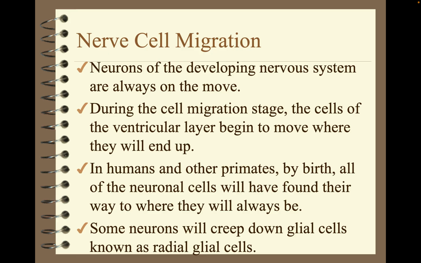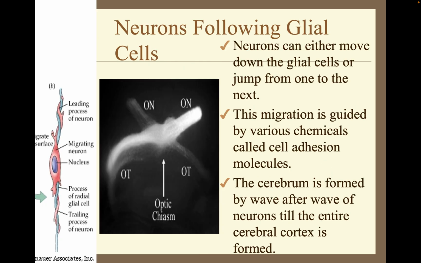Neurons of the developing nervous system are always on the move. During the cell migration stage, the cells of the ventricular layer begin to move where they will end up. In humans and other primates, by birth, all the neuronal cells will have found their way to where they will always be. Some neurons will creep down glial cells known as radial glial cells. Neurons can either move down the glial cells or jump from one to the next. This migration is guided by various chemicals called cell adhesion molecules. The cerebrum is formed by wave after wave of neurons till the entire cerebral cortex is formed.